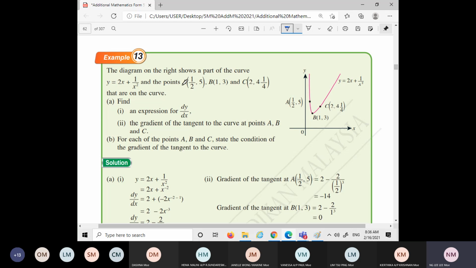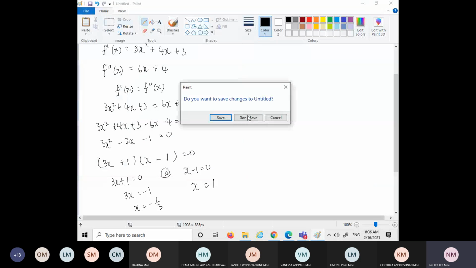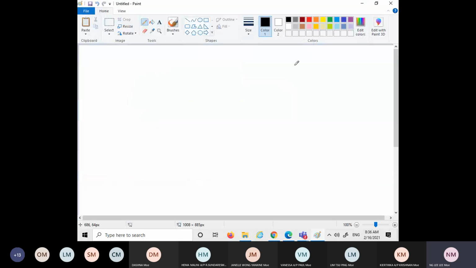So I go back here. You can have a book with you. So question 13, the function given is this. Instead of 1 over x squared, I would like to write it in index form, so it's x to the power -2. So part A, the first part, they want you to find dy/dx.